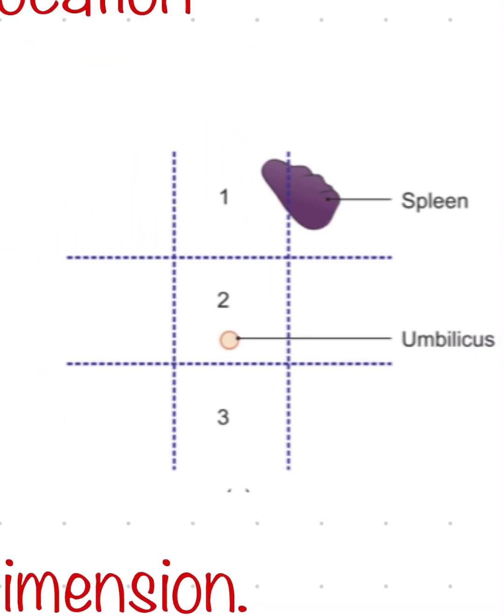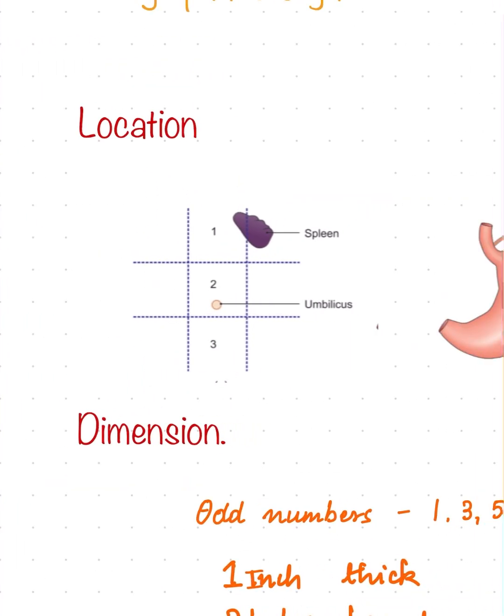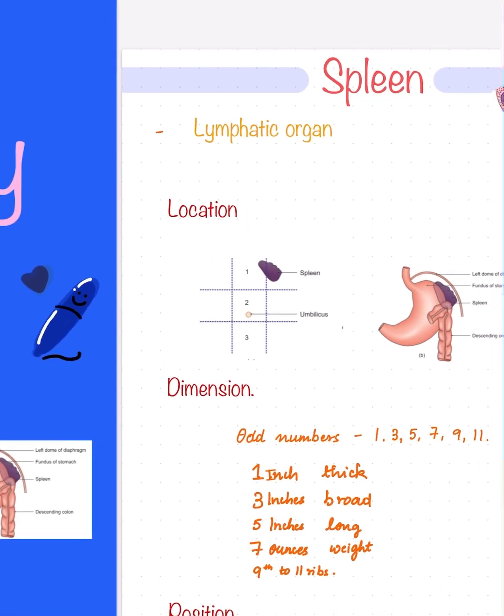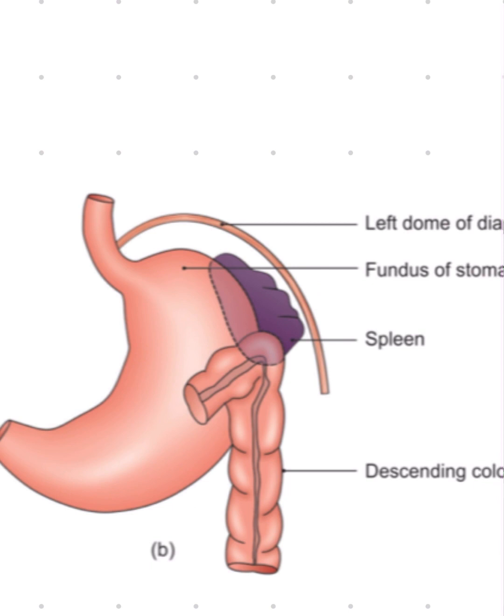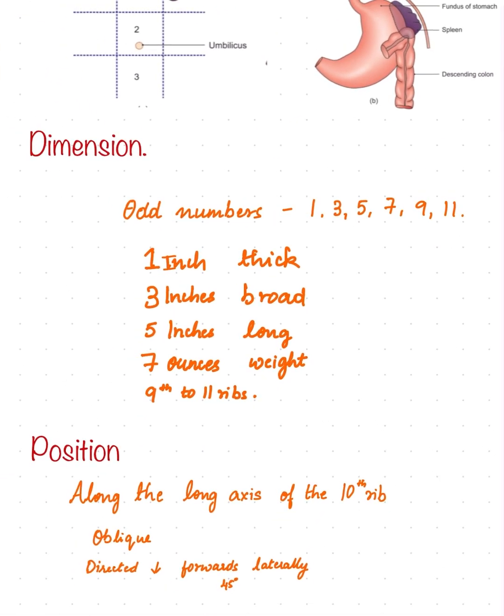So where is our spleen located? The spleen is basically present in the left hypochondrium and partly in the epigastrium region. It's a wedge-shaped organ. It is also tetrahedral in shape, right? So this is the location. You can also say that it is present between the left dome of the diaphragm and the fundus part of the stomach.